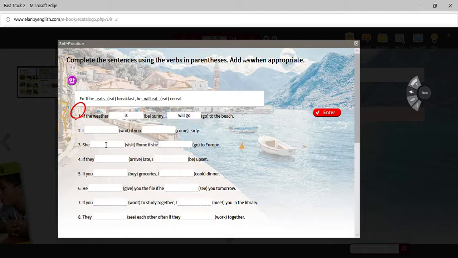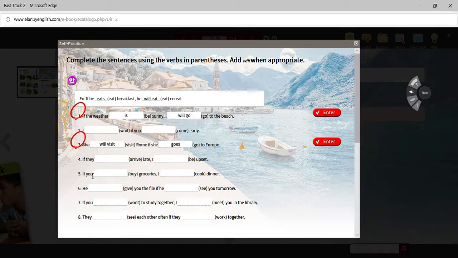So, she visits Rome if she goes to Europe. Okay, so if she goes to Europe, she will visit Rome. Okay? Or she will visit Rome if she goes to Europe. Okay? If she does not go to Europe, she cannot visit Rome. Okay, good. We're going to skip number 4.